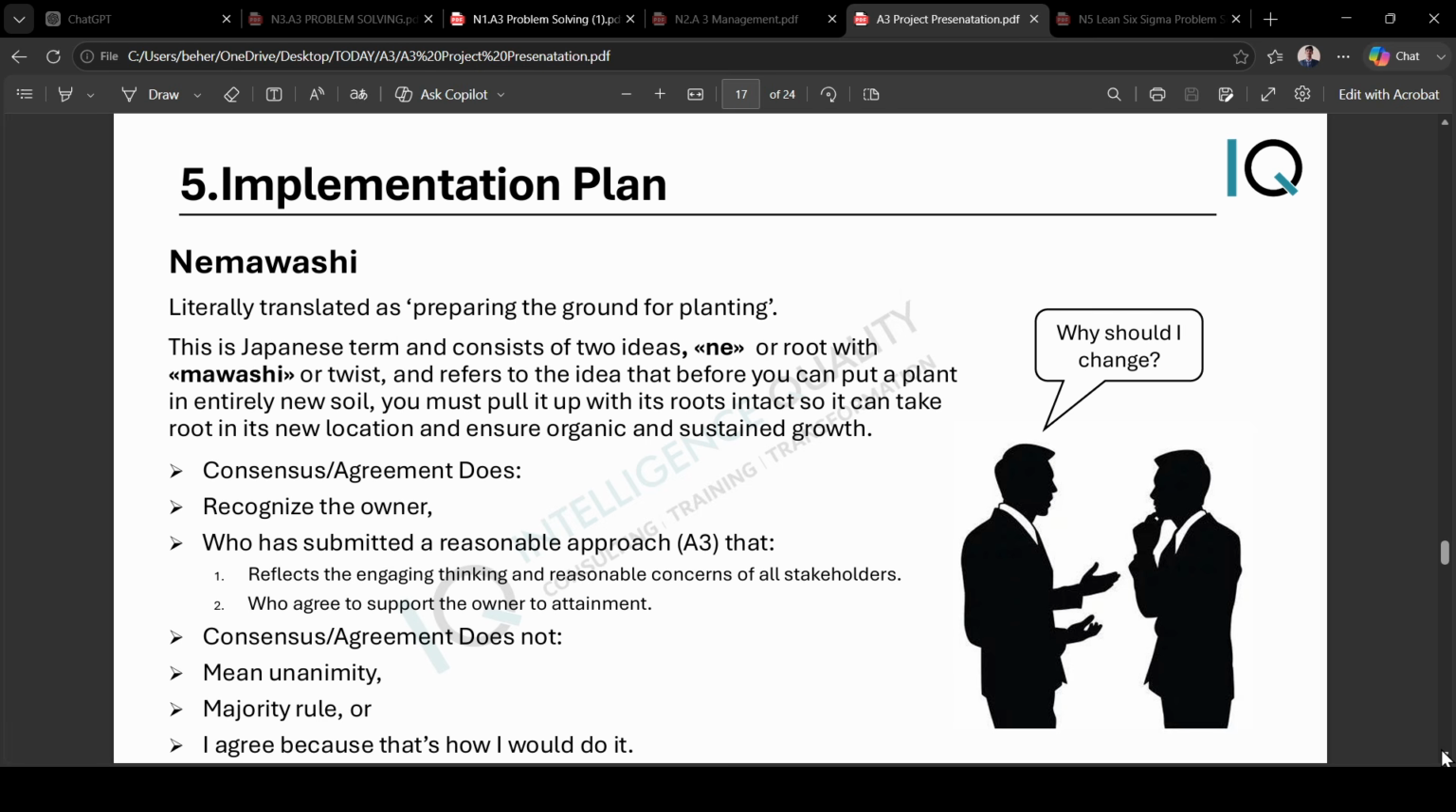Literally translated, it means preparing the ground for planting. This is a Japanese term, Nemawashi, and consists of two ideas. So we must pull in the root cause, which can be aligned with the collocation and stretch goal.